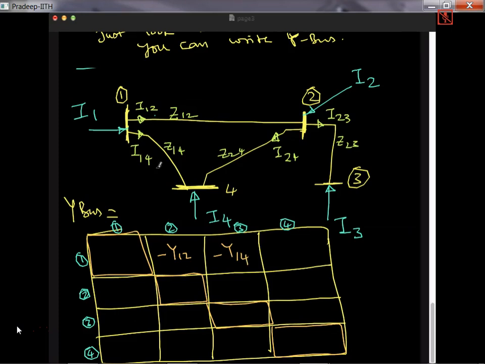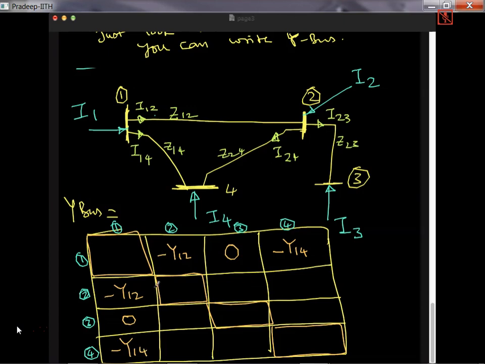Is there any? There is no line between 1 and 3. 1, 3 direct connection not there. So 0. And 1, 4, I have minus y14. So this row you copy to the column. Same, you copy it here, and this y14 you copy it here, minus y14.